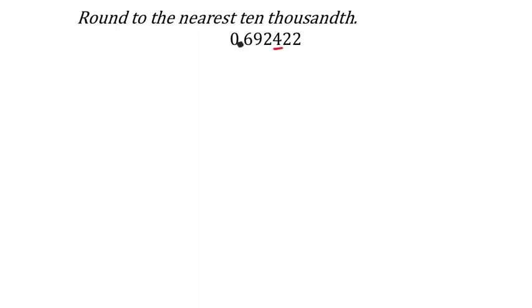Okay, so that 4, I've underlined it. I look next door, which means it's to the right, and I like to circle it. Now that 2 that I've circled is less than 5, right? So the 4 in this case is just going to stay a 4. Now everything to the right goes away.